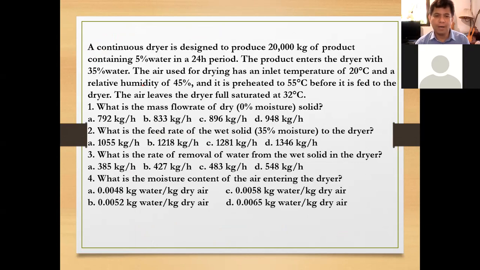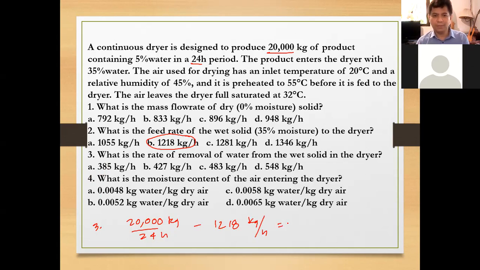So halimbawa ito yung feed natin, tapos yung product natin itong 20,000 for every 24 hours. So yung difference lang niyan, this will give you the answer for number 3. Tama? So number 3, it's just simply 20,000 kilogram divided by 24 hours minus 1218. This is also kilogram per hour. So ilan yung lumalabas na rate ng water?